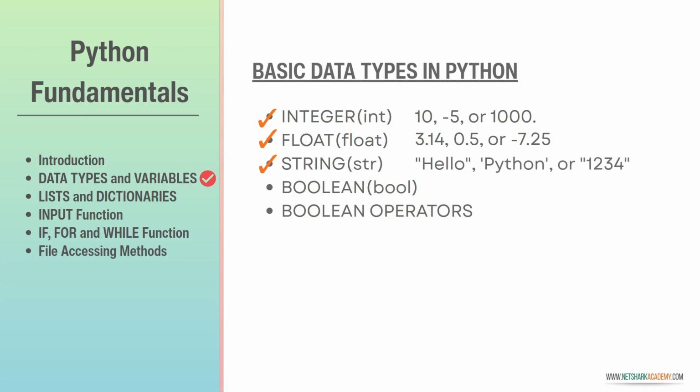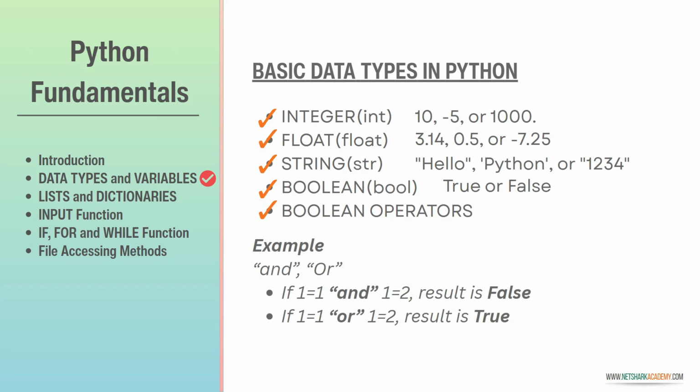String. Strings are sequences of characters or text enclosed in quotes. For example, "hello" enclosed in double or single inverted commas, "Python" enclosed in single or double inverted commas, or "1, 2, 3, 4" enclosed in single or double inverted commas. Even though it looks like a number, the quotes make it a string. Boolean. Booleans are true or false values. They are very useful in decision making and logical operations.